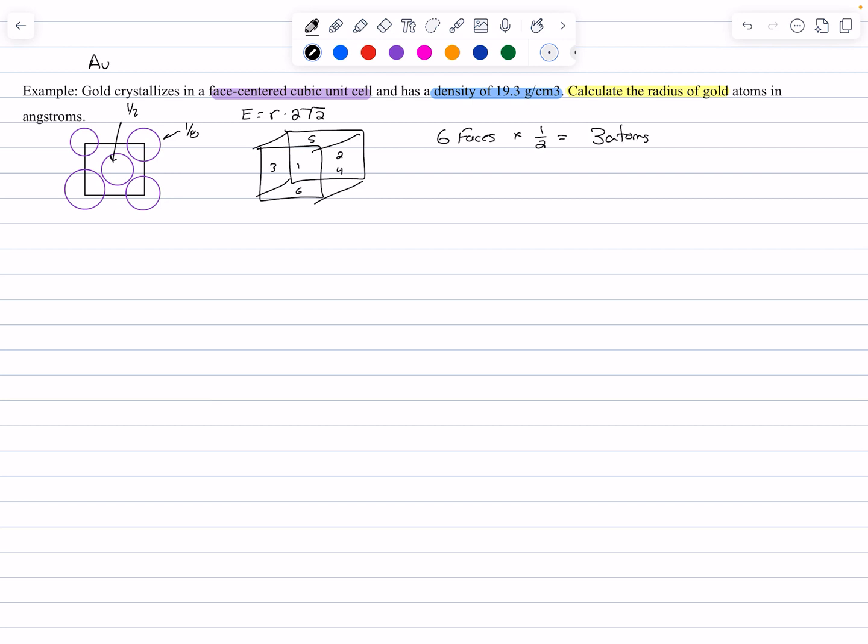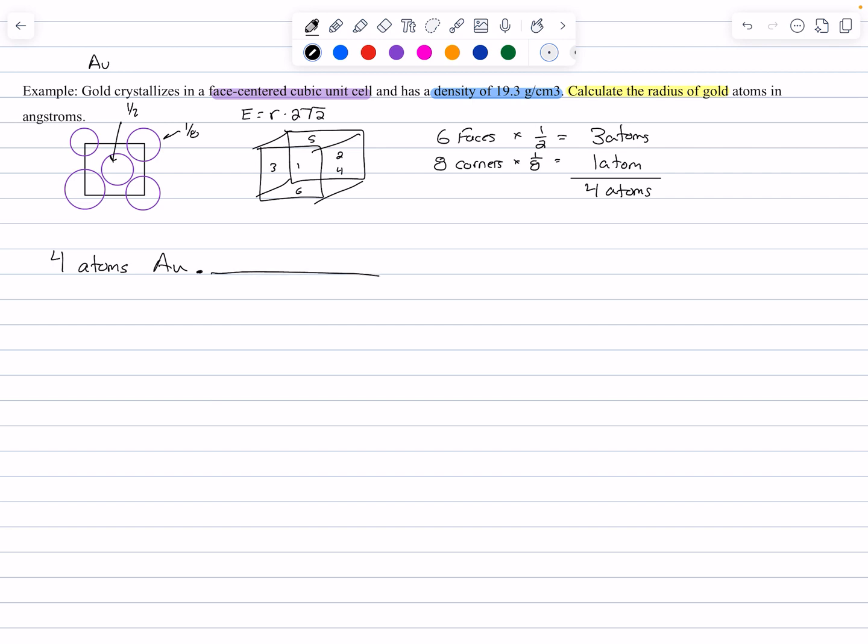And then the corners, when we talk about corners, we have 1, 2, 3, 4, 5, 6, 7, 8 corners on the cube. So 8 corners times 1/8 would be 1 atom. So that's a total of 4 atoms. So we have 4 atoms in our unit cell. In this unit cell, it's 4 atoms of gold.